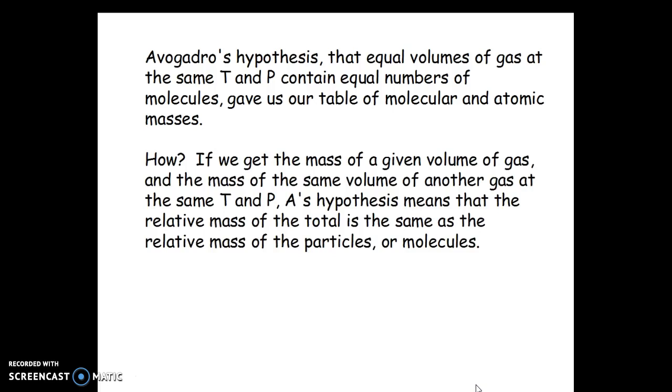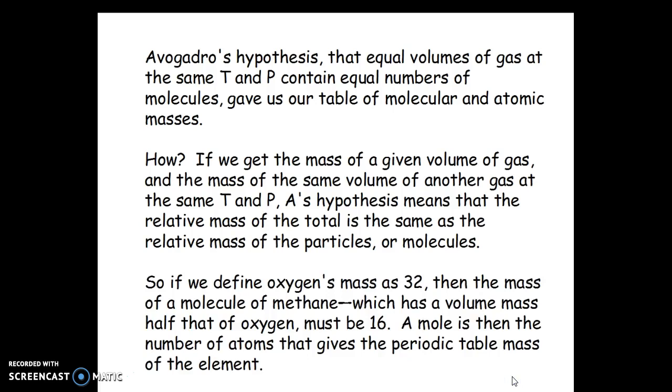We did this by getting the mass of a given volume of a gas and the mass of the same volume of another gas. At the same temperature and pressure, Avogadro tells us that the relative mass of the total is the same as the relative mass of the particles, that is, the relative mass of the molecules. So, if we define oxygen's mass as 32, which is what they did in the 19th century, then the mass of a molecule of methane, if you take the whole volume of the two gases and measure them, we find out the relative mass of the methane is half that of oxygen. Therefore, 1/2 of 32 is 16, so the molar mass of methane is 16.